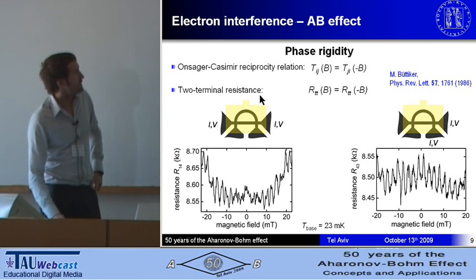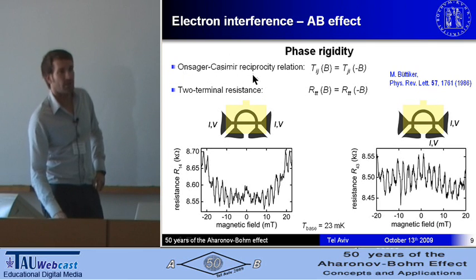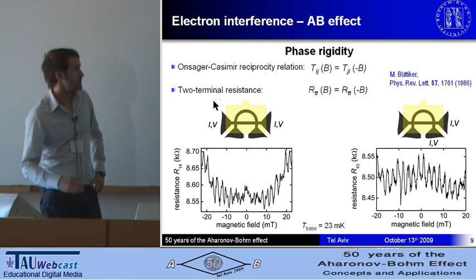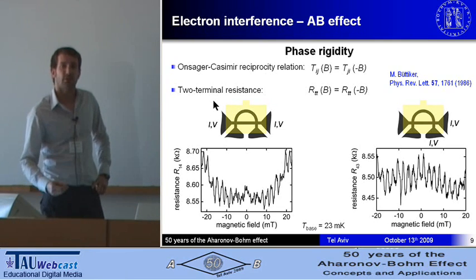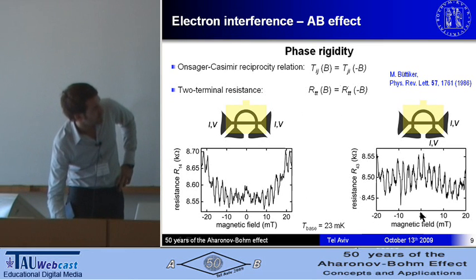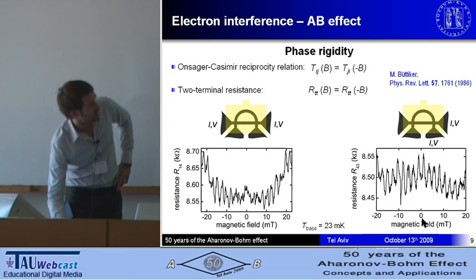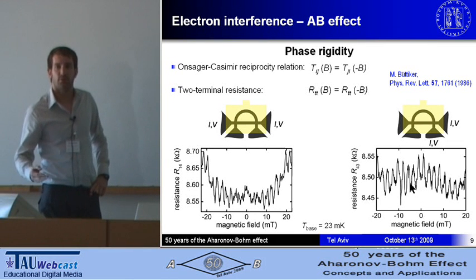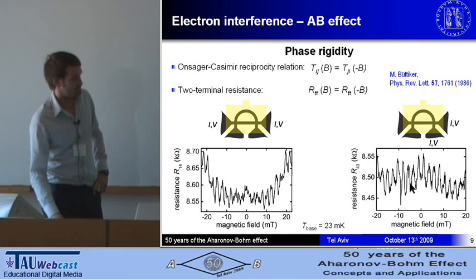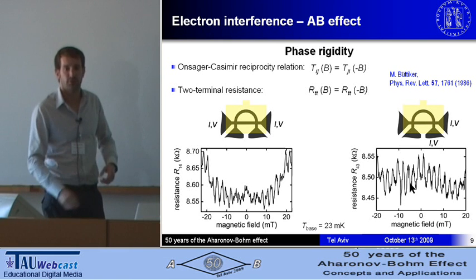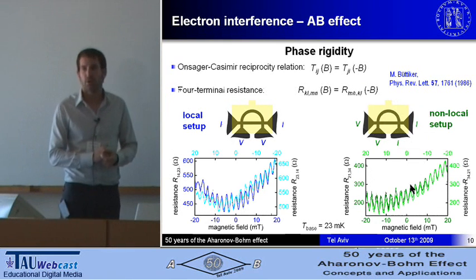Well, we know that phase rigidity is a result of time reversal symmetry, which is called the Onsager reciprocity relation. And we know that in a two-terminal resistance measurement, this leads to a symmetry of the resistance in the magnetic field. And this symmetry, as you can see in this measurement, is given for the oscillatory part of the resistance as well as the background resistance. So in such a system, the phase is stuck to 0 or pi, and we will not be able to detect a phase shift.